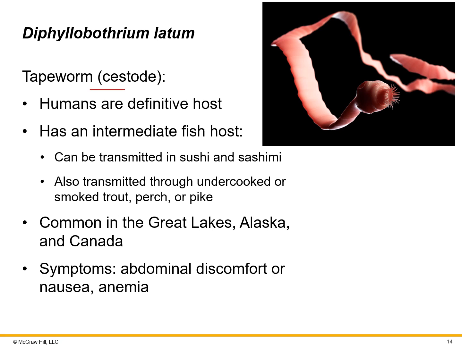Tapeworms, one of our tapeworms here, which is the cestode, Diphyllobothrium latum. Again, we have this head-like structure with a sucker on it, but then the tape, kind of ribbon-like structure. It's flatter than those roundworms. Again, humans are the definitive host. That's where sexual reproduction occurs, but there can be intermediate hosts, which can be fish. So this gets transmitted in sushi and sashimi, also from undercooked trout, perch, and pike. So it's common in the Great Lakes, Alaska, and Canada, where we have a lot of fish. And symptoms, abdominal discomfort, nausea, and anemia can occur.